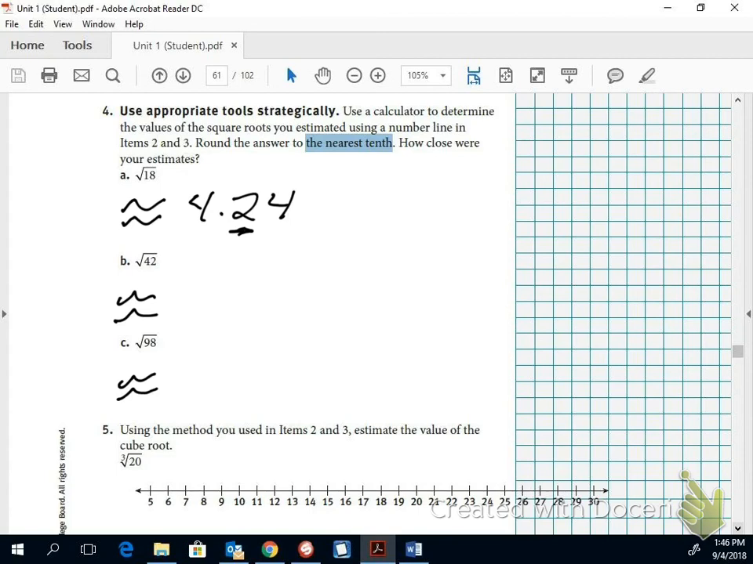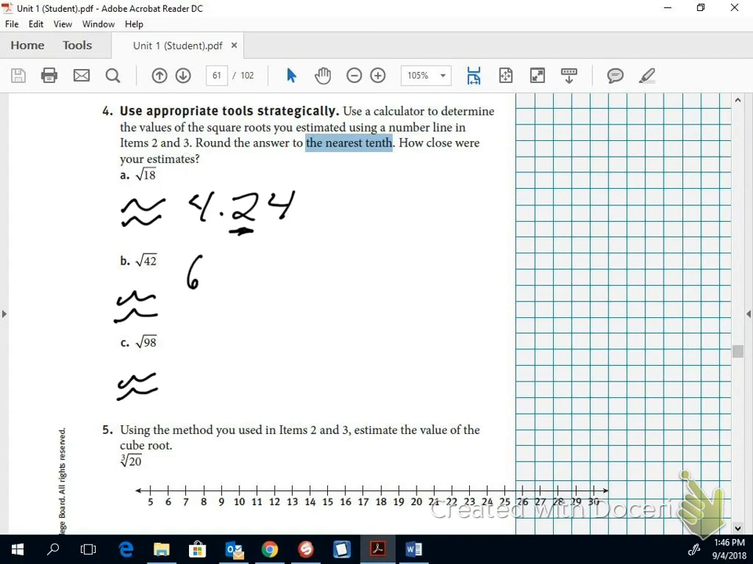Now, do you think it's acceptable to say it's about 4? Yeah, it's okay to say it's about 4, but that's the key word, about. Not exactly 4, but it's close, and it's just a little bit bigger than that. How about the square root of 42?